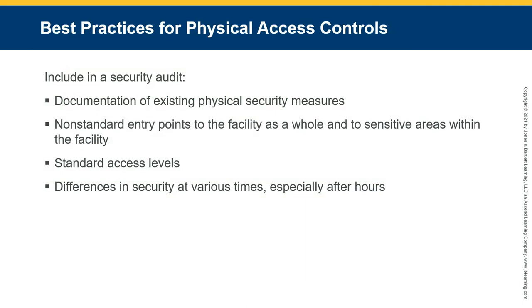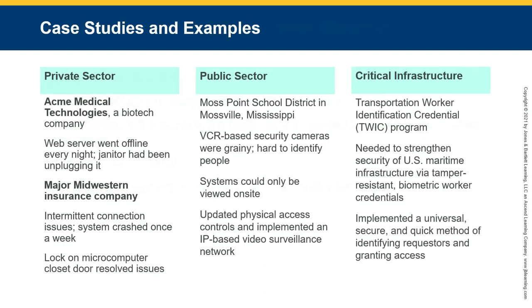Best practices for physical access control include the security audit, documentation of existing physical security measures, non-standard entry points to the facility as a whole, sensitive areas within the facility, standard access levels, and differences in security at various times, especially after hours. Case studies and examples: private sector. Acme Medical Technology, a biometric company.